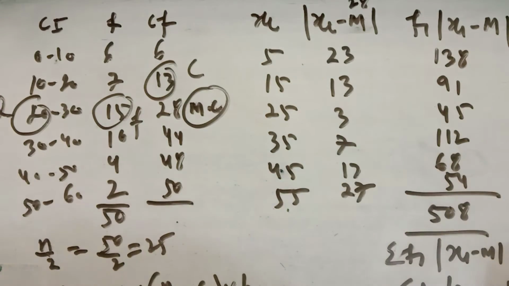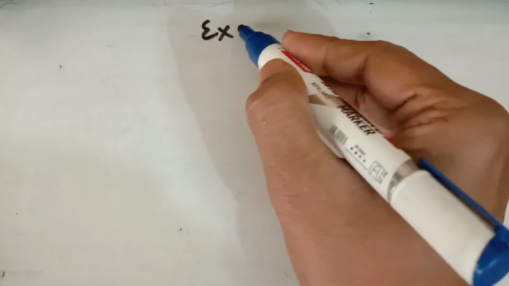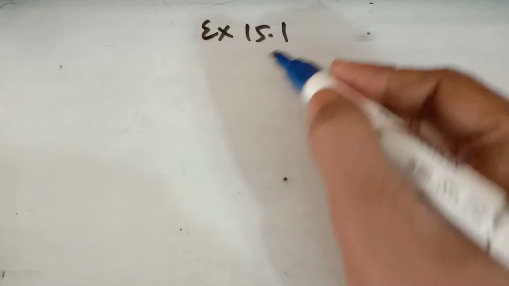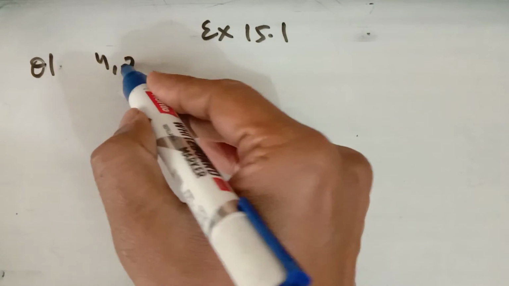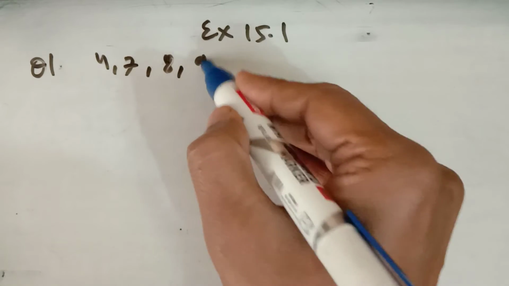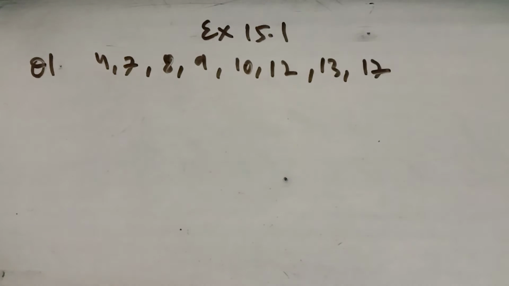So this is how you can do the first exercise of your NCERT book. In exercise 15.1, you have to find the mean deviation about the mean and the mean deviation about the median for the ungrouped data from question number 1 to 4. Exercise 15.1, question number 1, and the data is given as 4, 7, 8, 9, 10, 12, 13, 17. This is the ungrouped data.